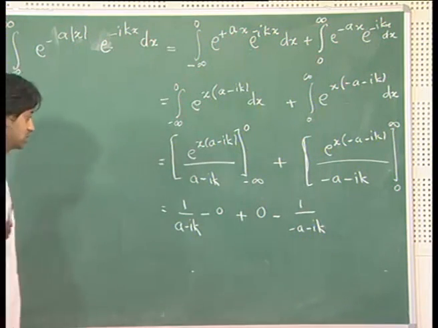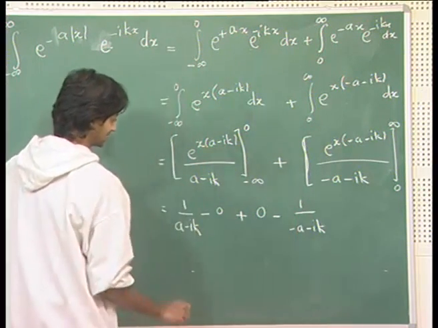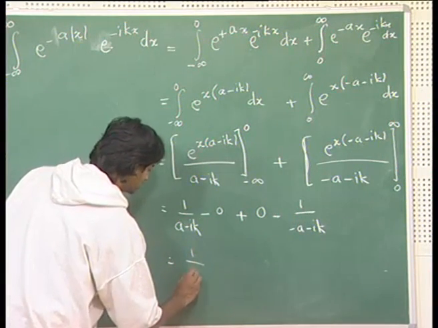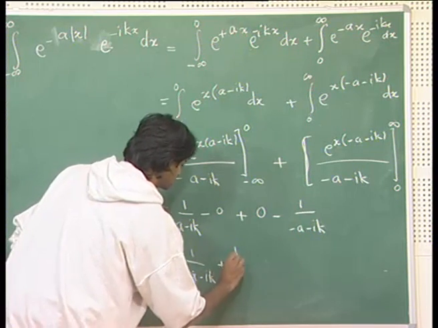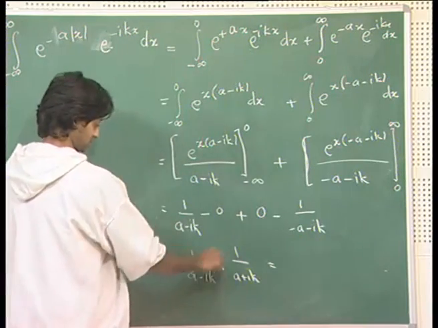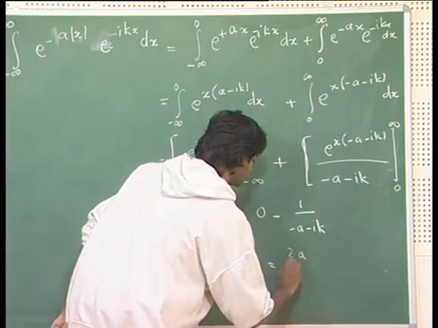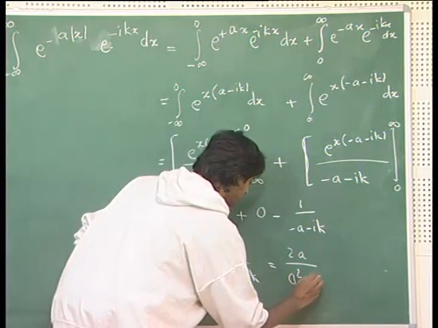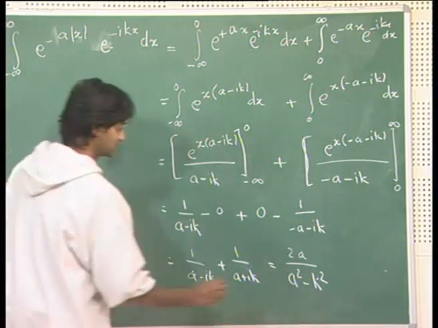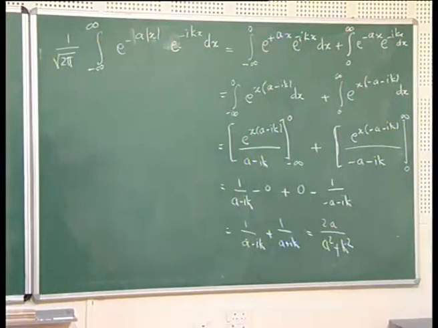So what I will get is 1 over a minus i k plus 1 over a plus i k, taking all these minus signs together. You can multiply it out: that is 2 a divided by a square plus k square, sorry, a square plus k square. That is what you will get with this.